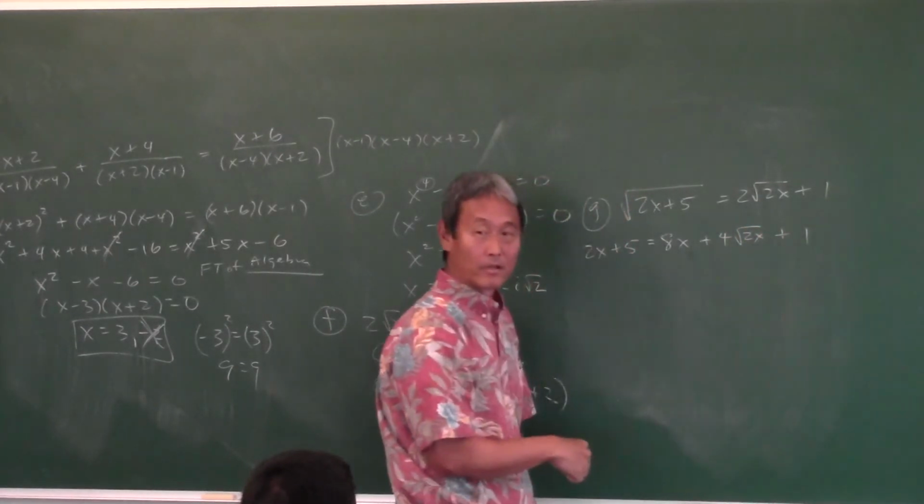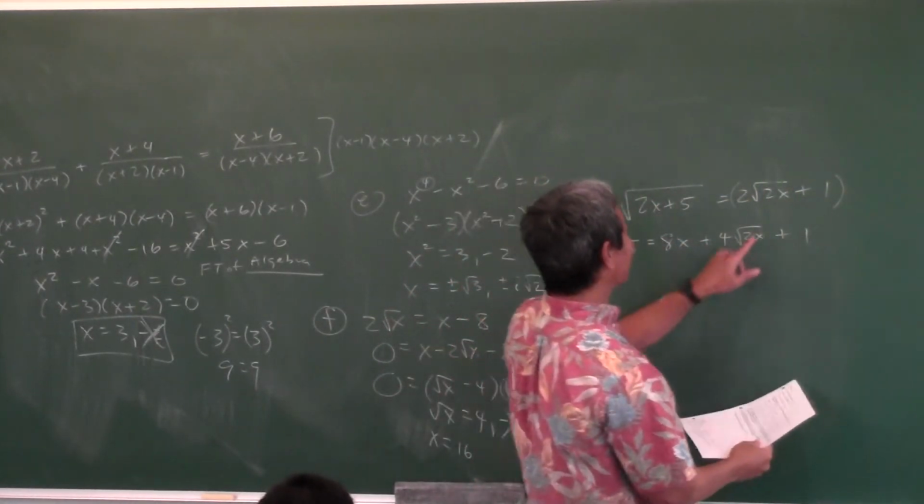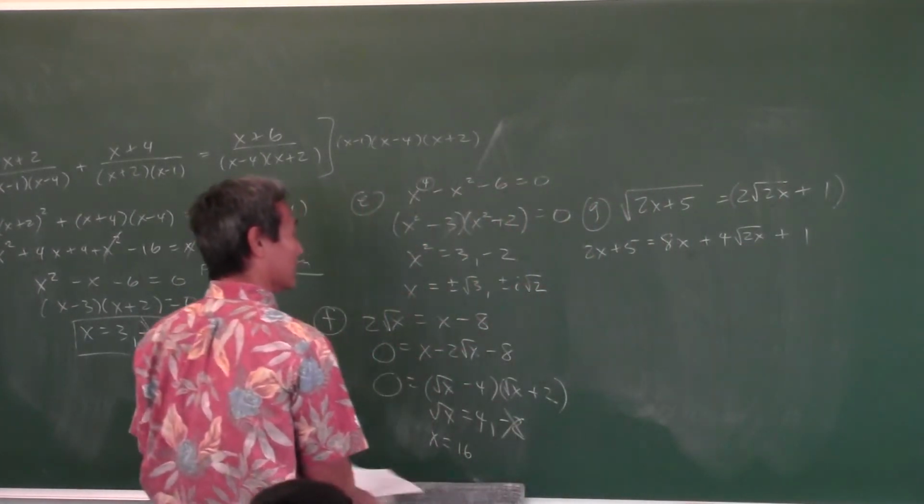Okay, good. That's how you square. You gotta square the whole thing now. You know, last year I called on somebody. They just squared that one plus that one. Where's the middle term?